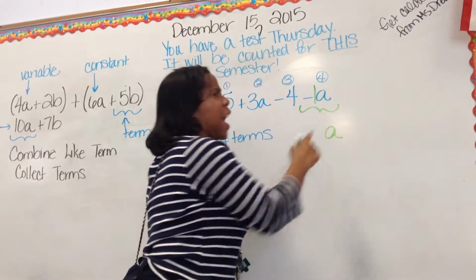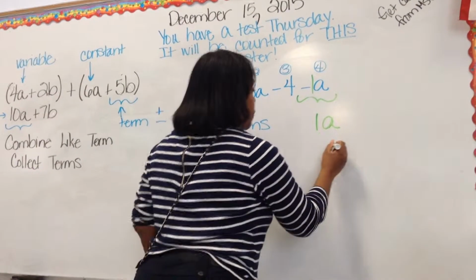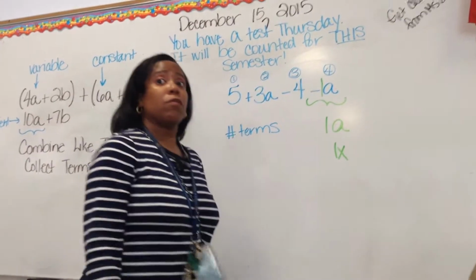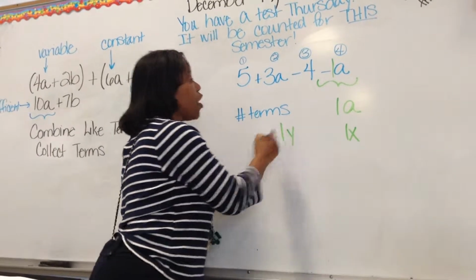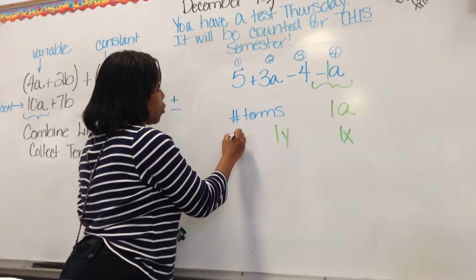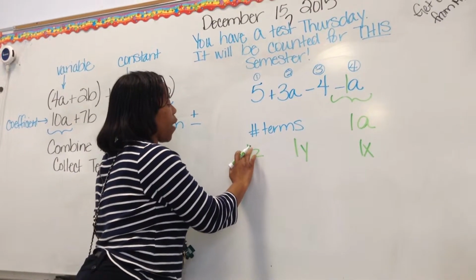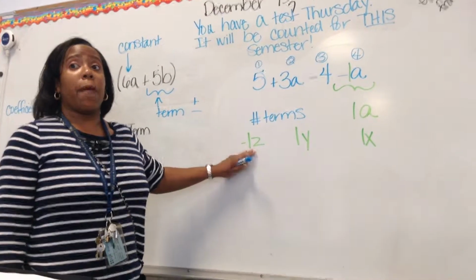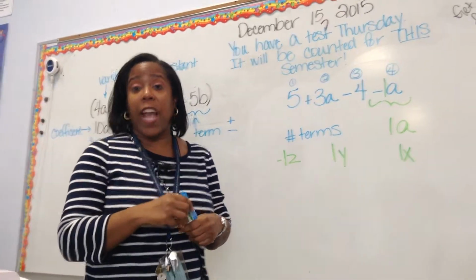Whenever I see a variable by itself, it is understood that the coefficient is how much? 1. Because how many A's do I have here? 1. So if I see, what's the coefficient? 1. What's the coefficient? 1. What's the coefficient? Negative 1, because just so happens I've got that negative there. But it's still a 1. Everybody okay with that? Yeah. So, how many terms do we have? 4.